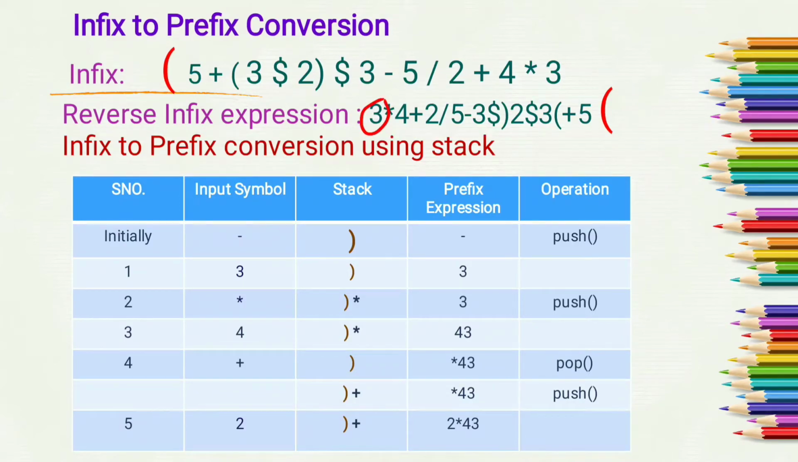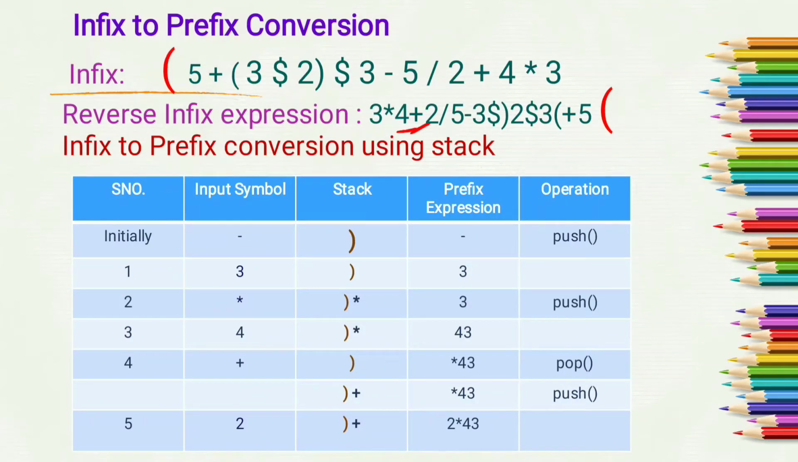First input symbol is 3, which is an operand. We have to add it into the prefix expression. Next input symbol is multiplication. So we have to compare multiplication with the closing bracket of the stack, as all operators have higher precedence than closing bracket. So we have to push multiplication into the stack. Next is 4, which is an operand. We have to add it into the prefix expression but before 3.